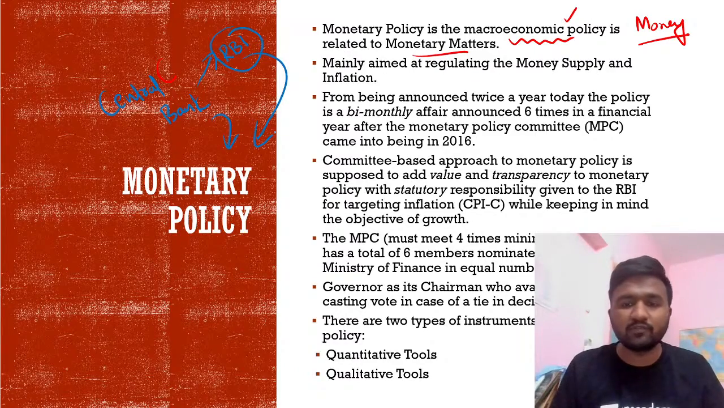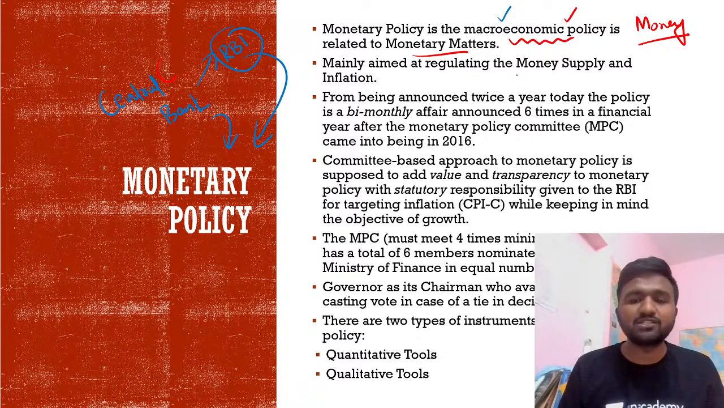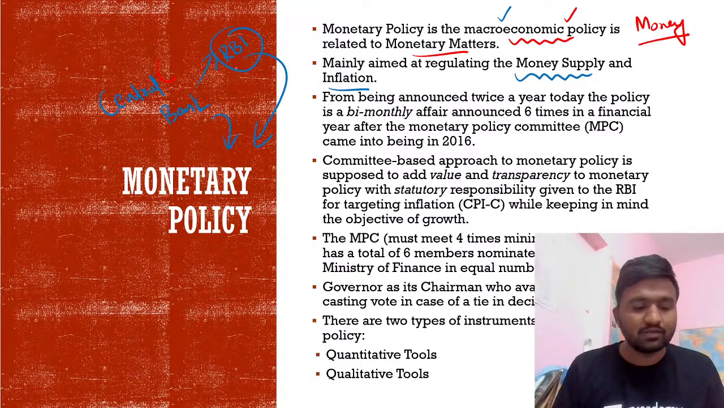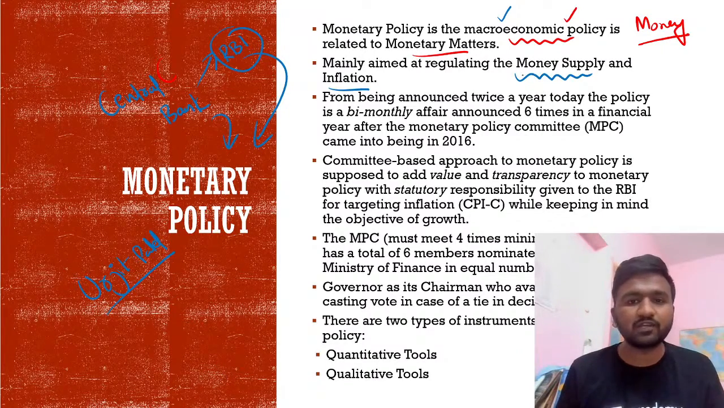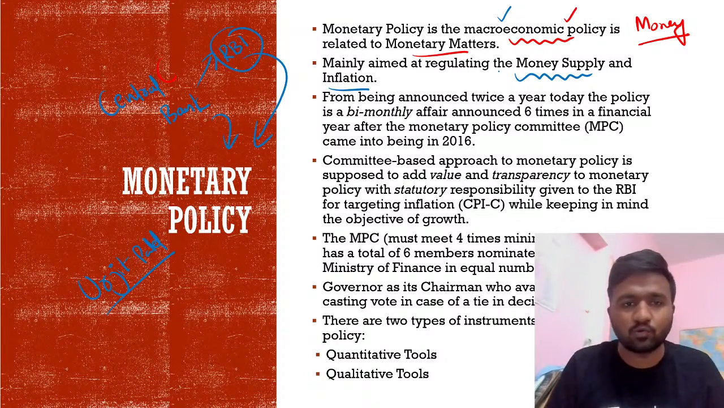So what all will we discuss in this class? We will discuss what is monetary policy. Monetary policy is a macroeconomic policy related to monetary matters, and its main aim is to control the money supply and inflation. When Urjit Patel was RBI governor, he said we will control inflation and money supply with our monetary policy, and then everything else will be controlled.